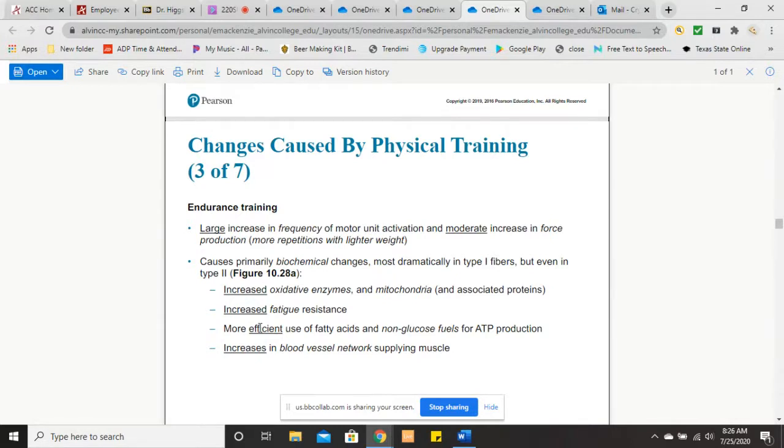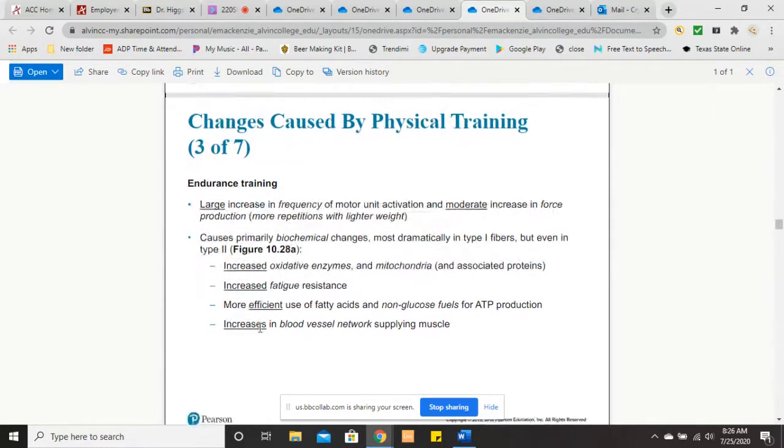Okay. And what else? You even have an increase in blood vessel networking, meaning you literally develop blood vessels to help connect different parts of the body. Your body's getting more efficient at supplying energy when you do endurance training. These are effects you're going to see.